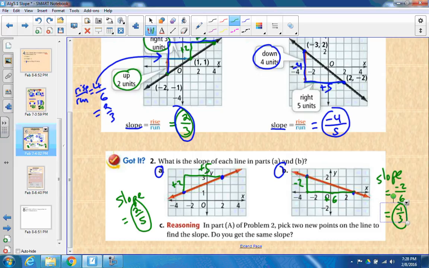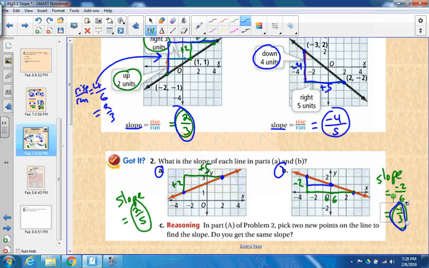You can also pick 2 other points, like right here. You could say this is a point. And I'm going to go from here to here. You go down 1 and over 3. That's where you get the -1/3 again. Same thing, -1/3. Just picking 2 different points.